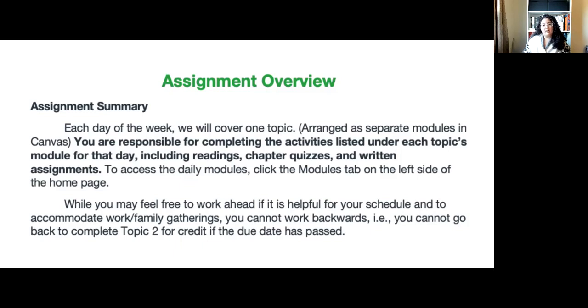And again, you can work ahead if it's helpful for your schedule. I'm more than happy to allow you to do that. But you cannot work backwards. If you miss module 2, you can't go back and redo module 2. So make sure that you are working in time with the course or ahead. You cannot work behind, because this is the kind of course that if you procrastinate even a little bit, you can fall behind so drastically and so easily and really risk failing the course.